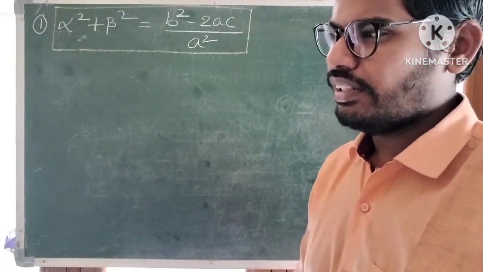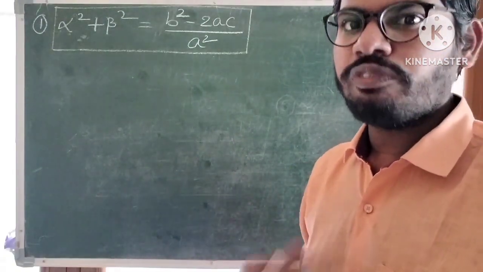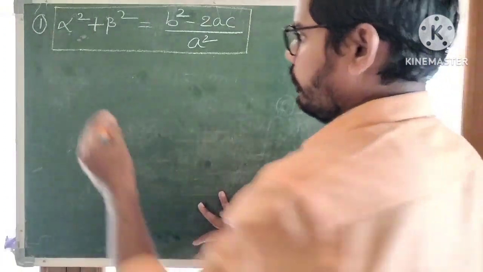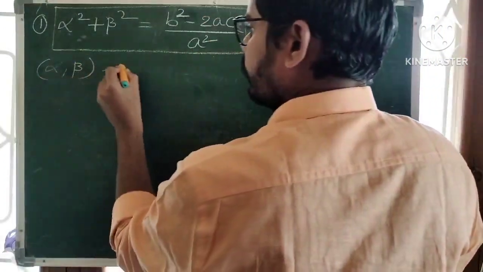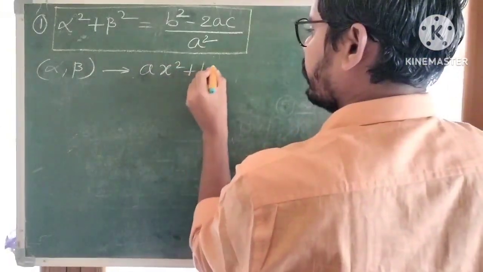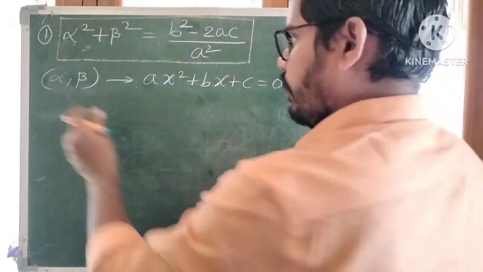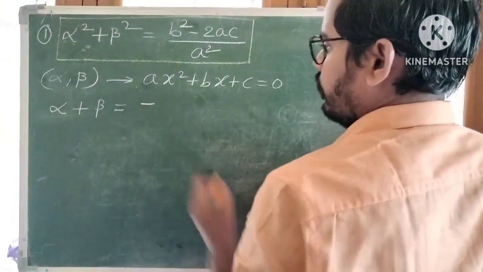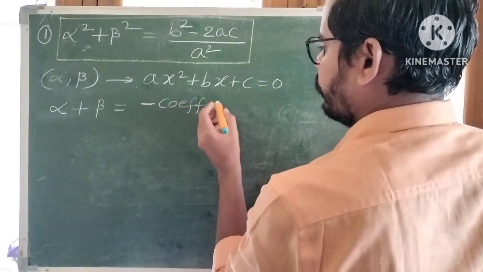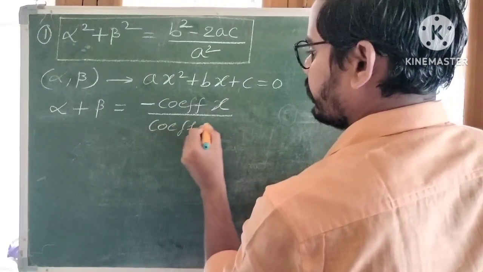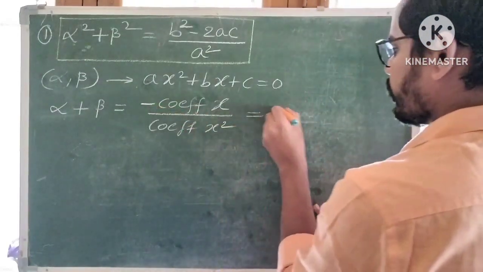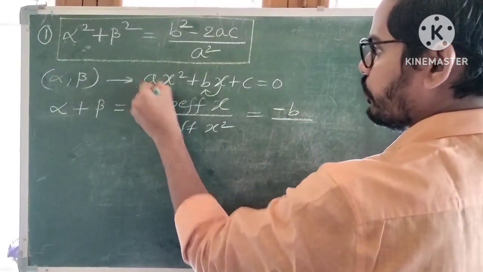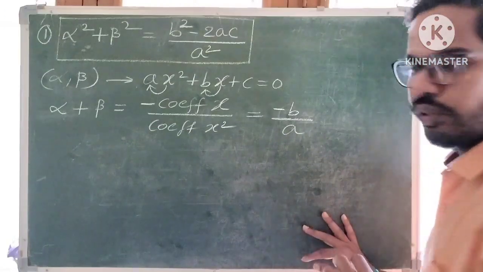It's very difficult to remember all formulas. Suppose you forgot any formula in the exam, you can derive it on your own. Let's derive. First of all, we know that alpha, beta are the roots of the quadratic equation ax square plus bx plus c is equal to 0. We know that the sum of the roots, alpha plus beta, is equal to minus coefficient of x by coefficient of x square. Here the coefficient of x is b, and the coefficient of x square is a. So alpha plus beta is equal to minus b by a.